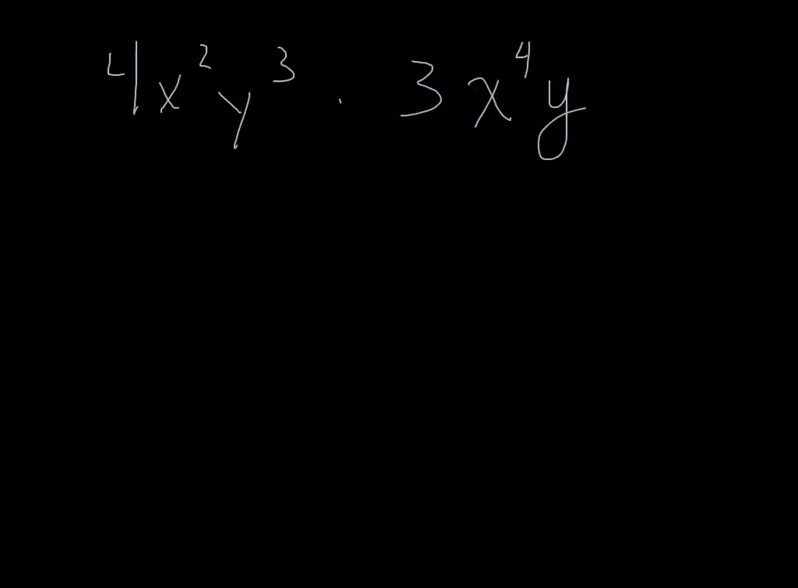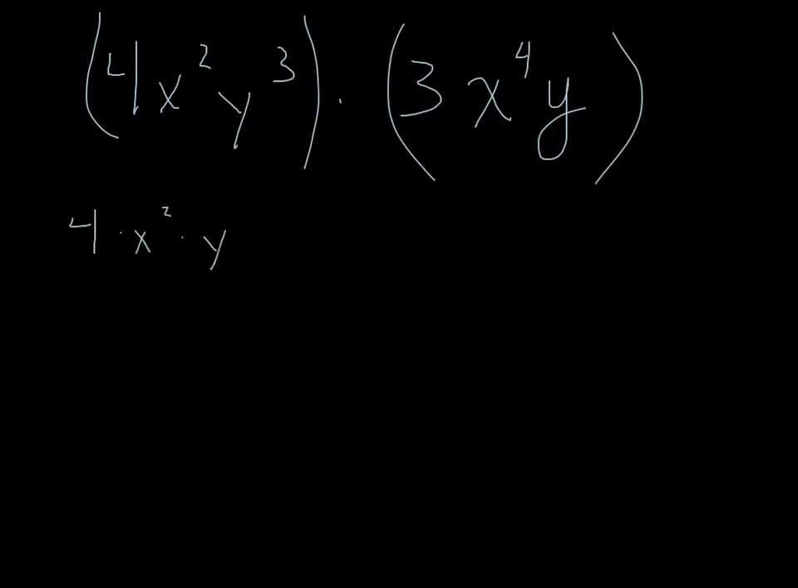So let's say that we had 4x squared y cubed, and we want to take that term and multiply it by the term 3x to the 4th y. Well, if we remember what we were just talking about, this is actually 4 times x squared times y cubed. But then I'm multiplying that by 3 times x to the 4th times y.